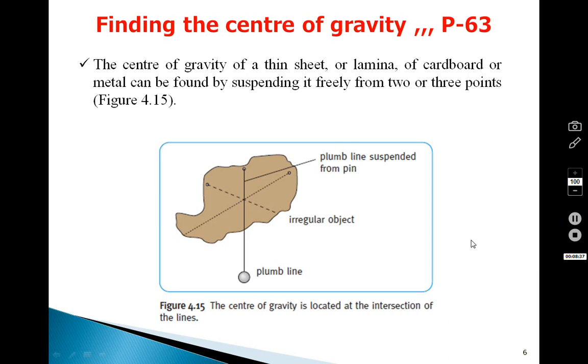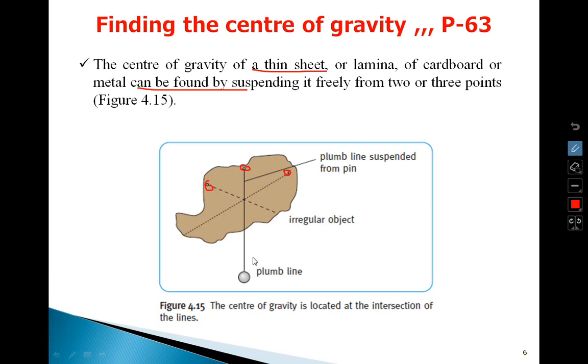So how can we find the center of gravity of a random object? The center of gravity of, for example, a tin sheet can be found by suspending it freely from two or three points. So this shape here, we're going to suspend it from at least 2 points. We can take 2 or more, or 3 points. Even 2 is enough. This is the first point, this is the second one, and this is the third one.